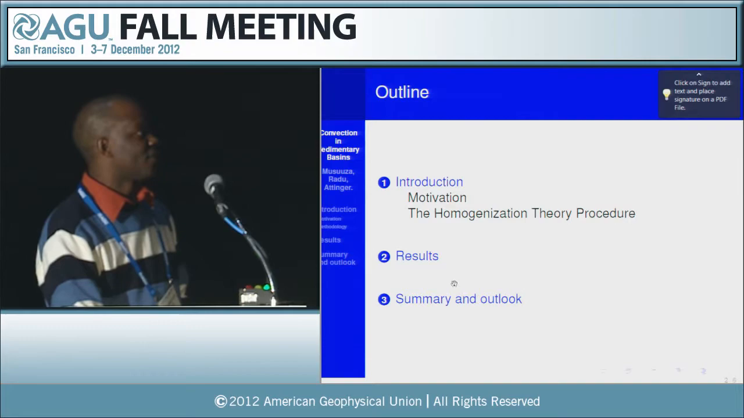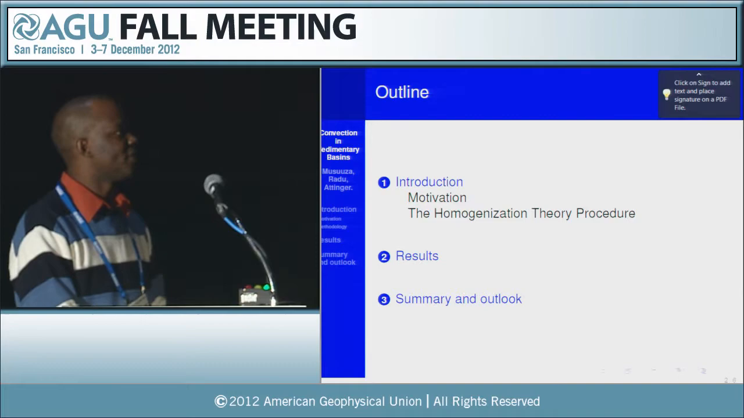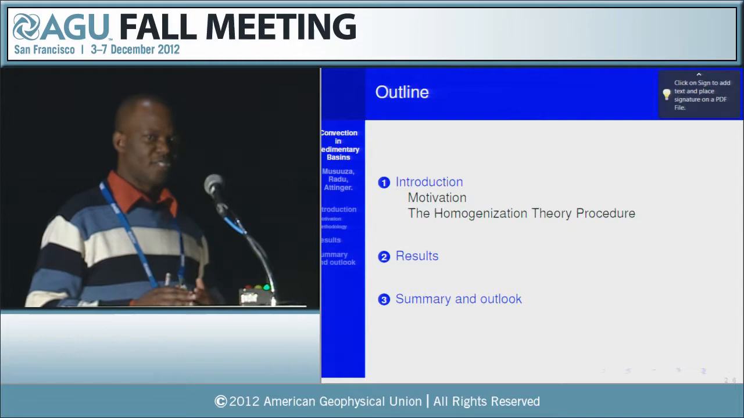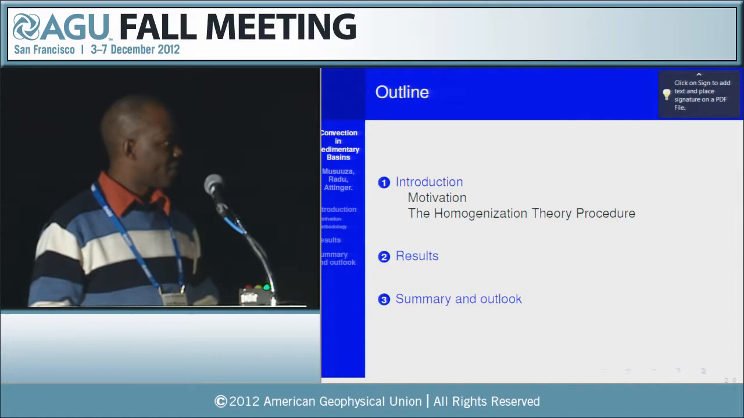Just a rough outline. I'll give you an introduction which has a motivation and some rough ideas about homogenization theory, but just what we need to derive our number. Then I'll present the results and some closing remarks.